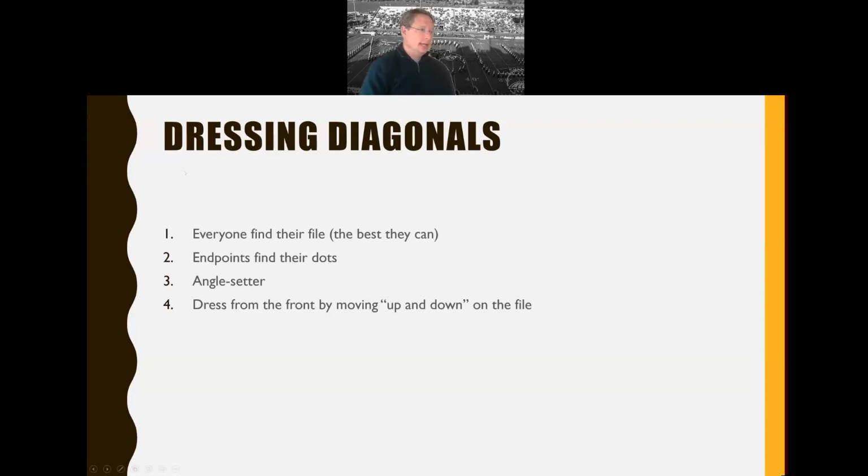Dressing diagonals. Okay, step one, everybody find their file. Find your file, best you possibly can. Okay, if it's a two-step interval, find that two-step. Okay, endpoints, find their dots. Exactly where you're supposed to be. Step it off, count it off. Use a stick. Dig your toe into the field, make a dot. No, don't really do that. Know where you're supposed to be. Then that angle setter's got to figure out where they're supposed to be in relationship to that first endpoint. And then you dress the diagonal by moving people up and down on the file.